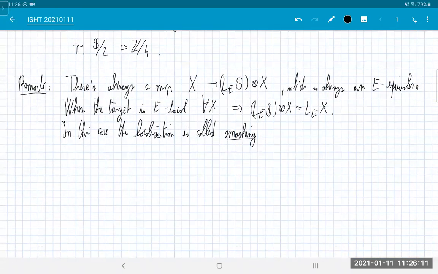But I'm not going to say more, except that we will see another example of a smashing localization later, without many proofs, unfortunately, because it will get more complicated. And it is not going to be an algebraic case like this, where you just invert a few primes. But you can think of smashing localizations as inverting higher elements in some sense, which opens the door to the periodicity phenomenon.